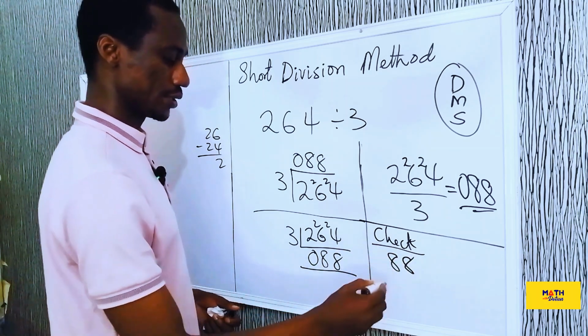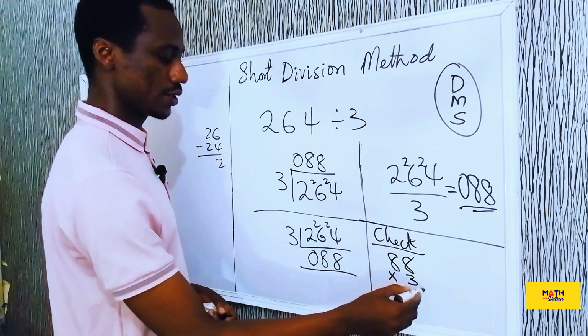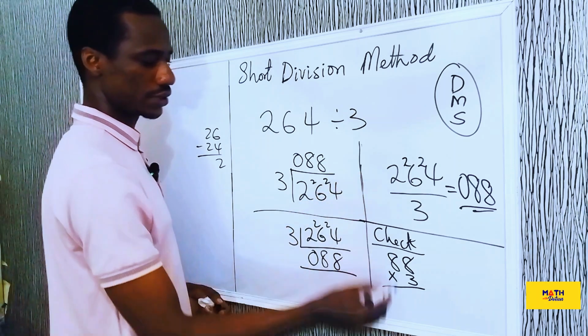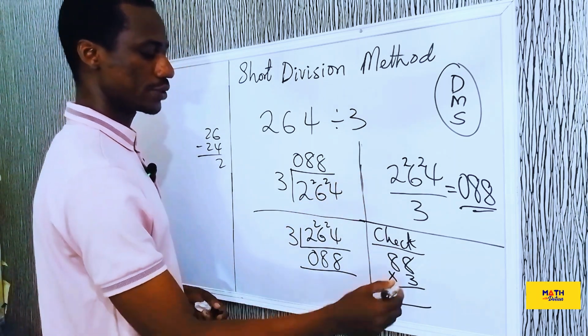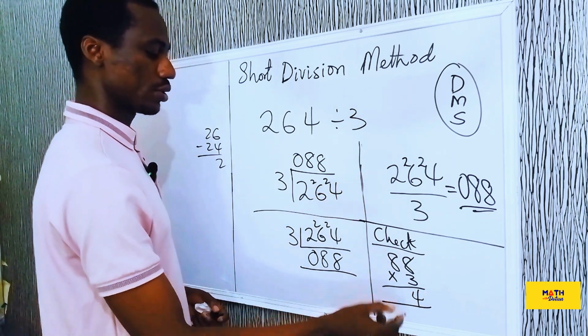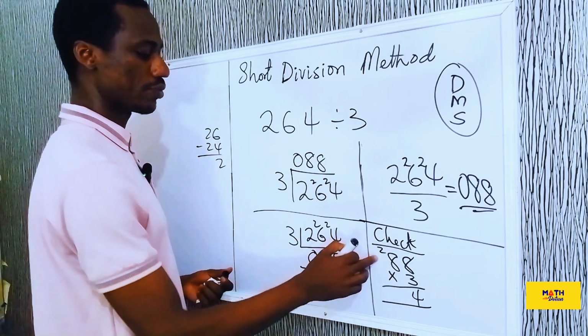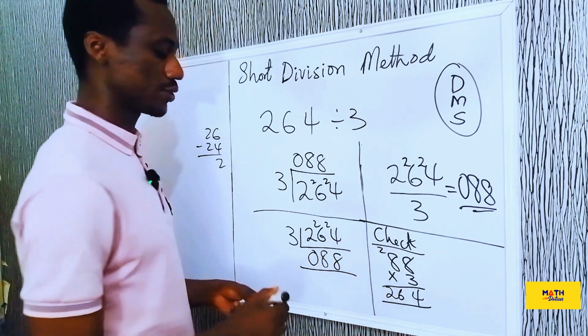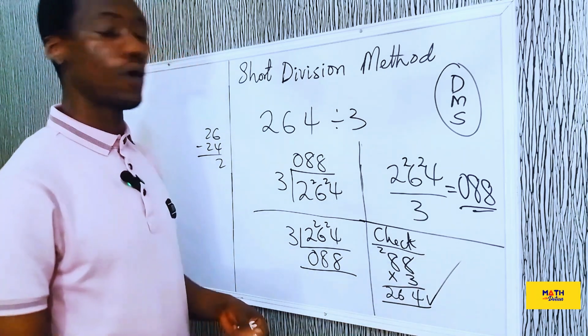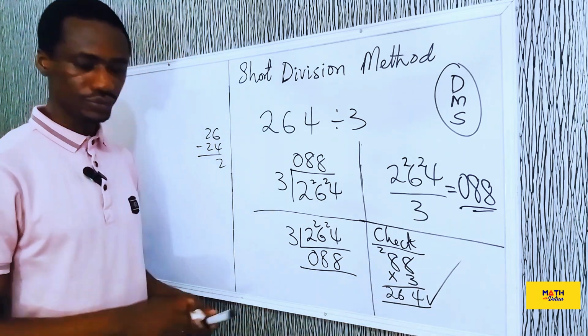088 is the same thing as 88, right? Times 3 to see if we get 264. 3 times 8 is 24, so 4 carry 2, and 3 times 8 is 24 again, plus 2, 26. So we have 264. Correct.